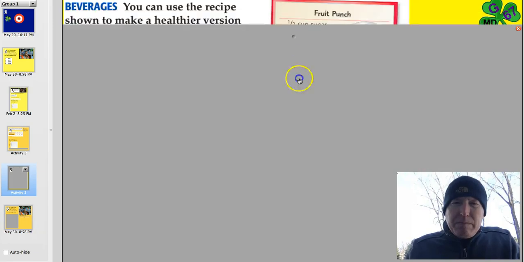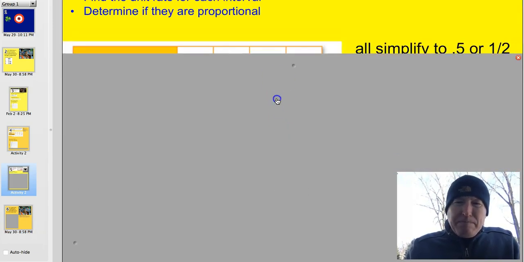All right, well, let's make a chart. Let's do that first. Again, my fingers aren't working too well here in the cold.